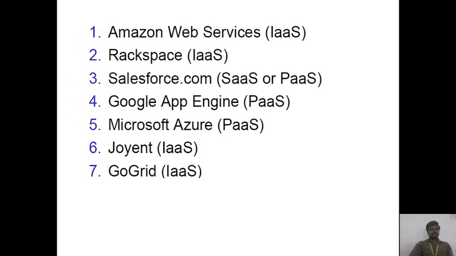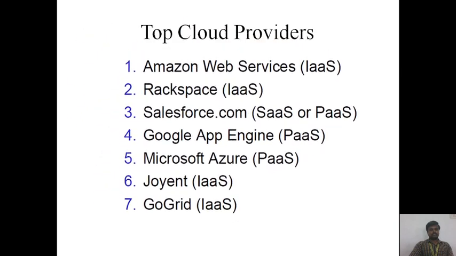These are some of the top cloud providers. First one is Amazon Web Services. It comes under infrastructure as a service. Next one is Rackspace, which comes under infrastructure as a service. Salesforce.com comes under either software as a service or platform as a service. Fourth one is Google App Engine. It comes under platform as a service.